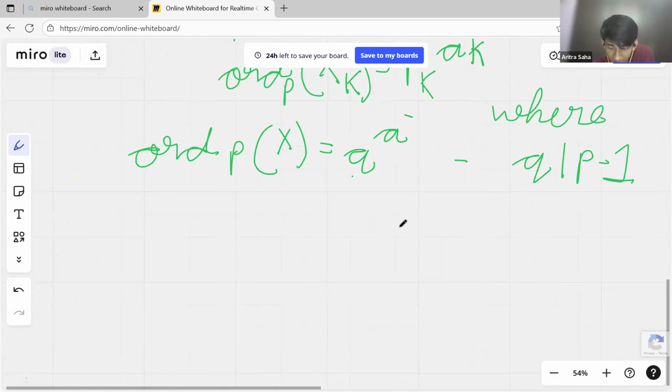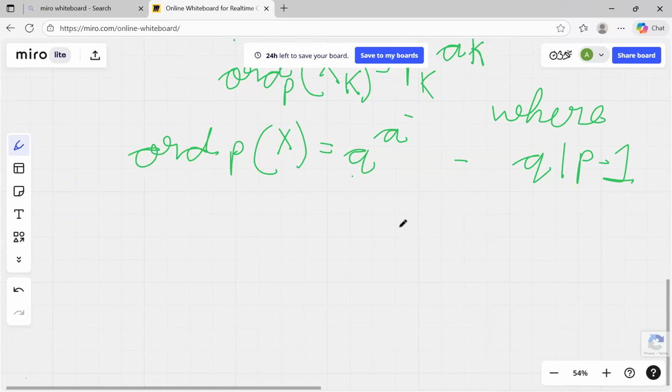Can you repeat again? You just want to prove that if v_q of p minus 1 is k, then there exists an integer such that the order is q to the k, right? Yeah, so I'm assuming that.